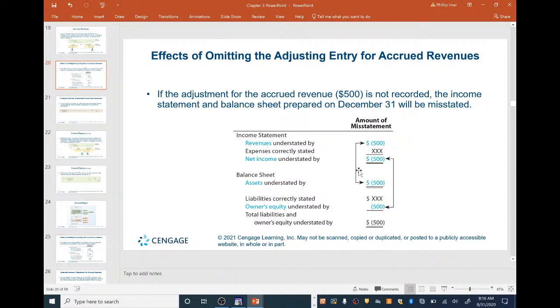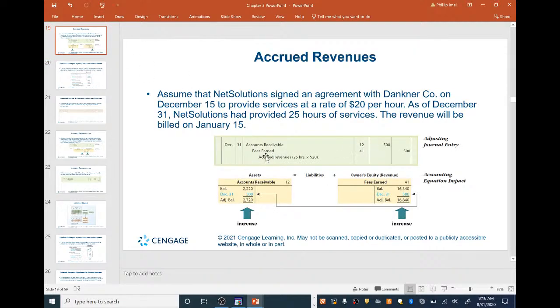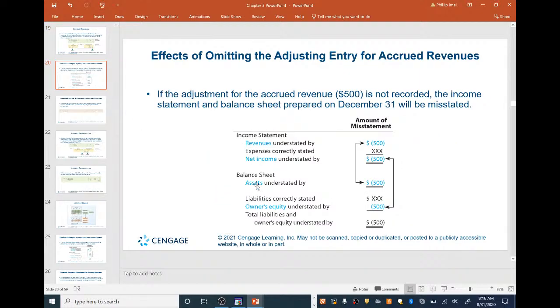So once again, this is the journal entry we made. Remember, we debited accounts receivable in the previous entry. We credited revenues. Debited accounts receivable, credit fees earned, right? Revenues. Once again, that would have increased it, but we omitted it here, so it's understated. If revenues are understated, net income is understated. Net income closes to equity, so if net income is understated, equity is understated. So there's the effects of omitting the adjusting entry for accrued revenues. And when I say pervasive in accounting, that means it's going to affect more than one statement. So we can see here, it affects both statements, okay?